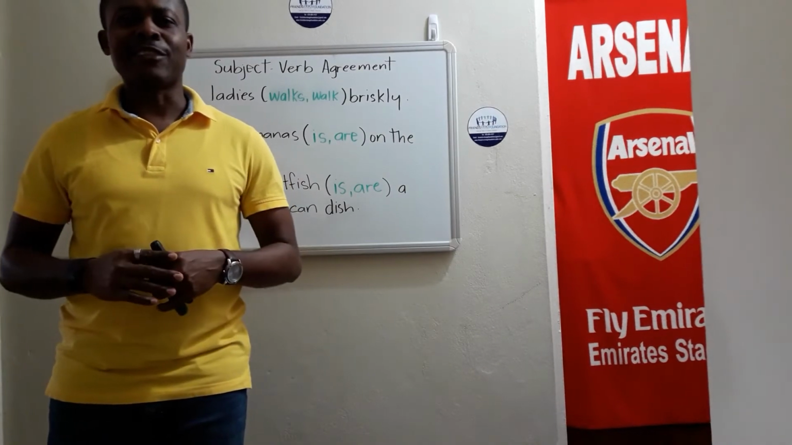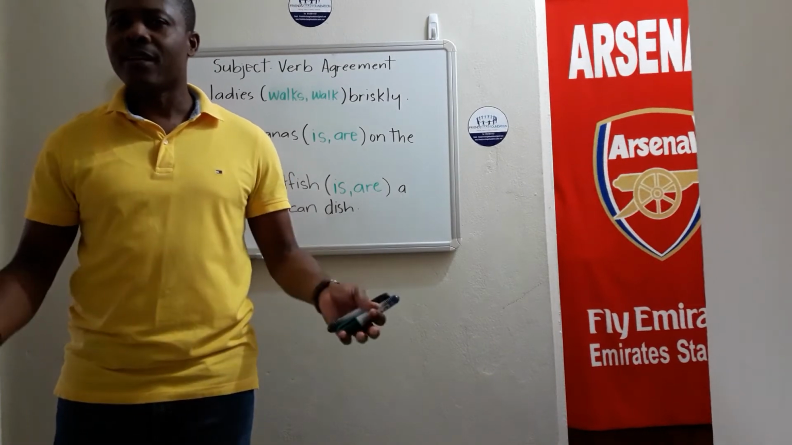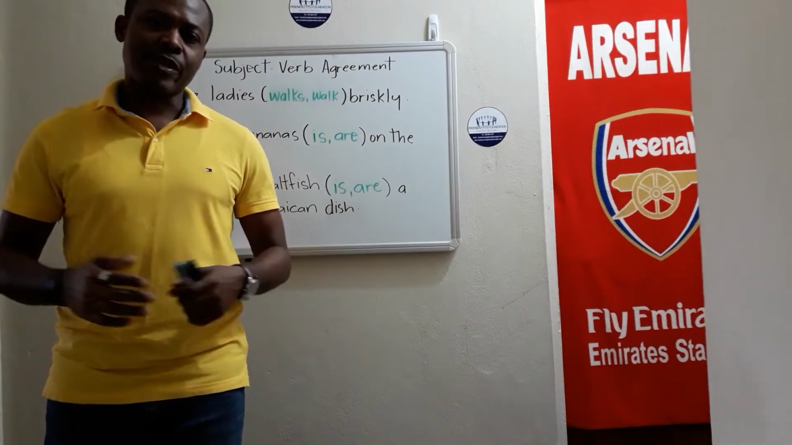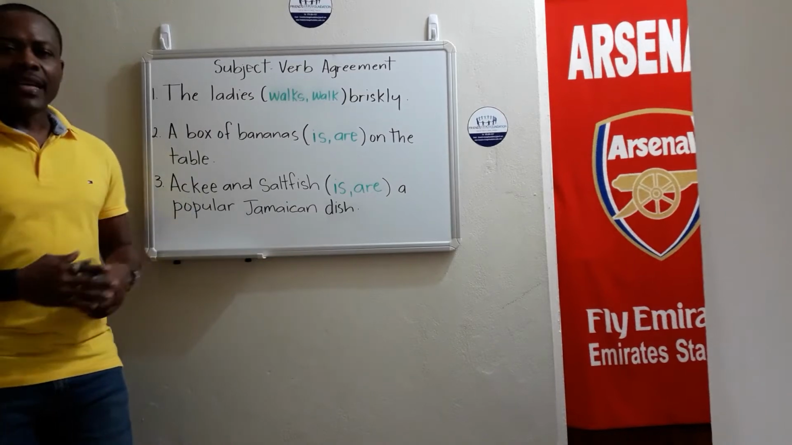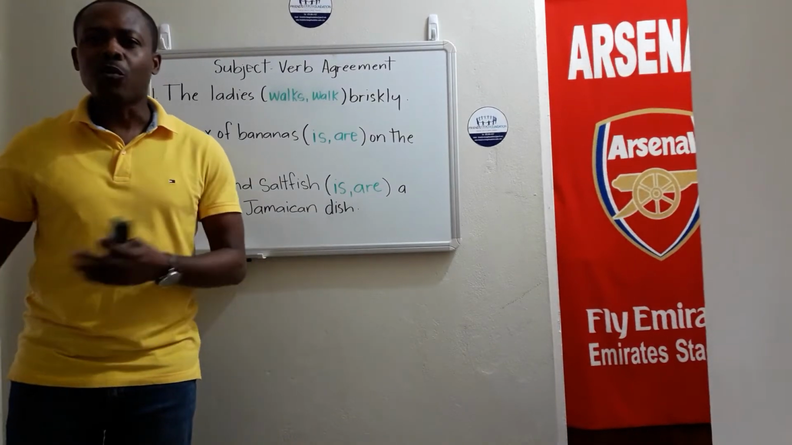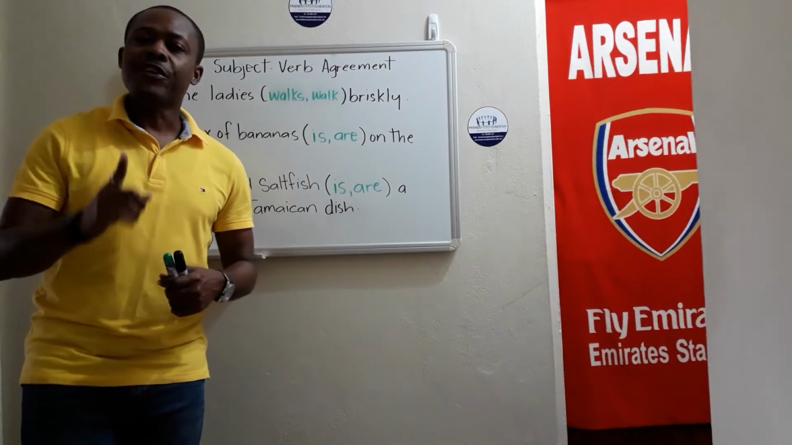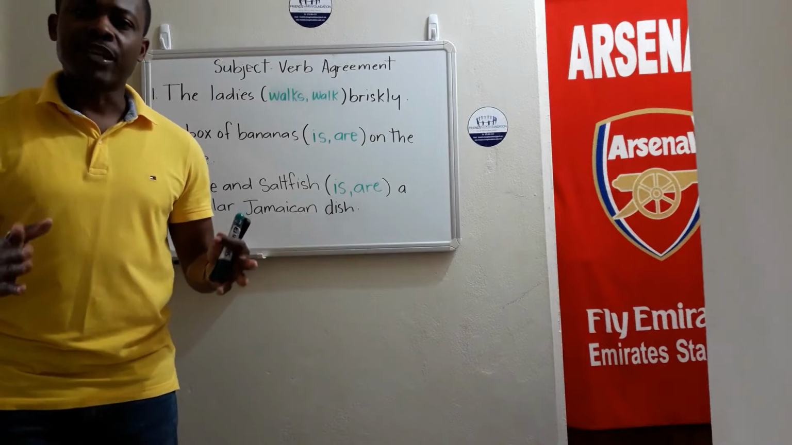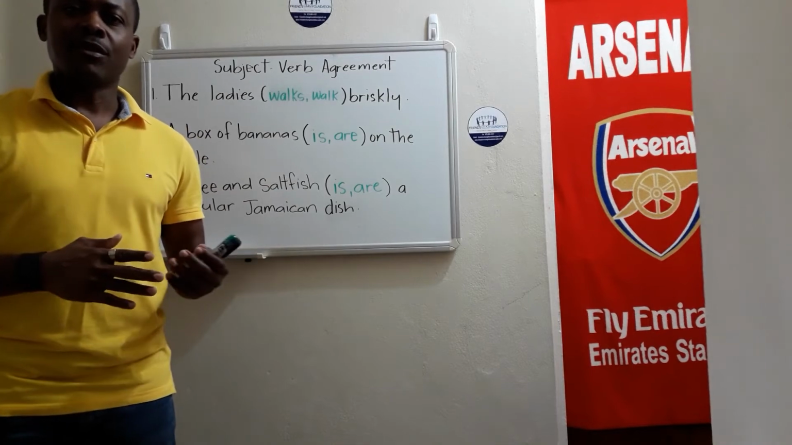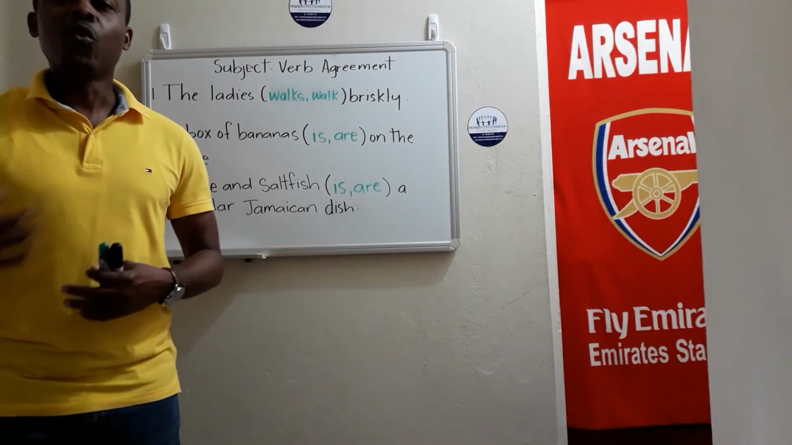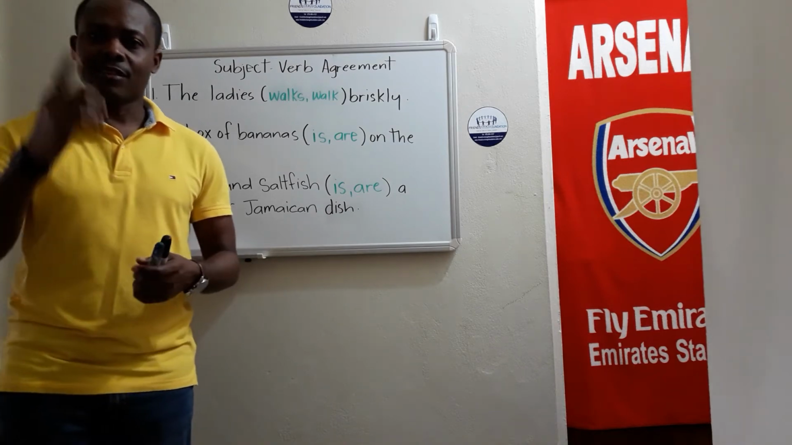There are 3 sentences on the board, and I am going to look at the 3 sentences for you and explain how subject-verb agreement really works. So let's go. The first sentence says, the ladies walks or walk briskly. Now the first task is to figure out what the subject of the sentence is. Now to do this, you ask the predicate, what or whom? So who walks or walk briskly? Your answer, the ladies. So let's draw a line under that.